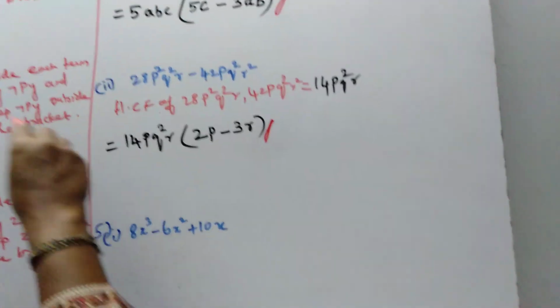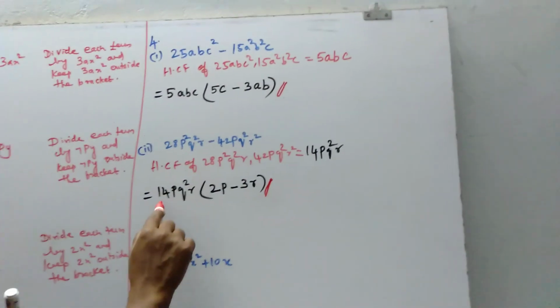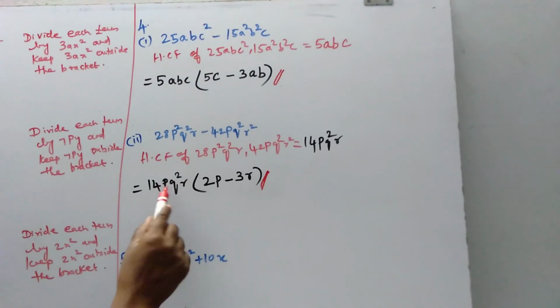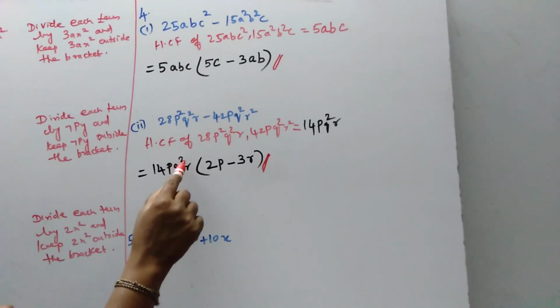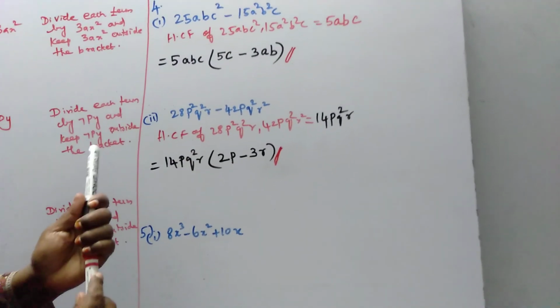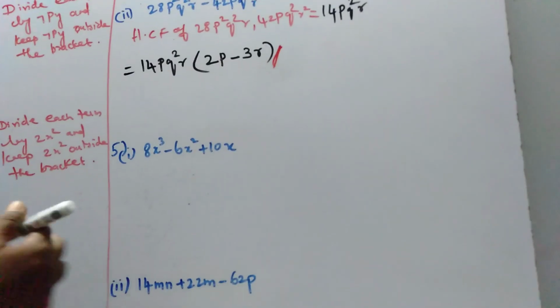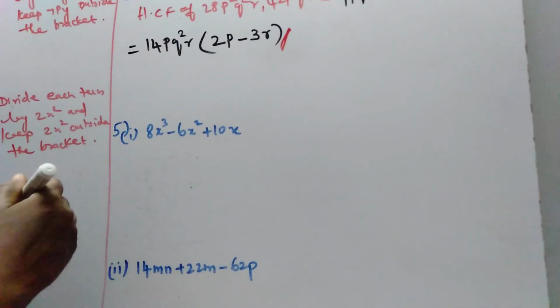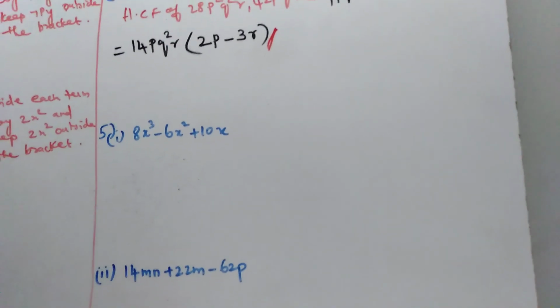So we want to proceed for all the sums like this: divide each term by 14 p square q square and keep the 14 p square q square r outside the bracket. For all the sums we want to write all those. Next subdivision. The question here is the fifth one.